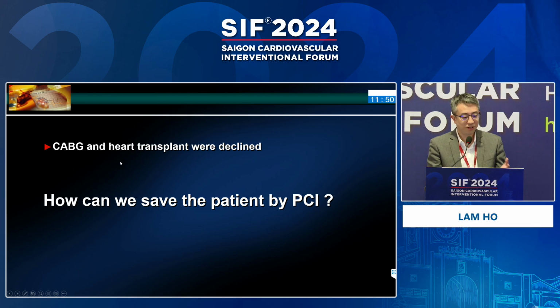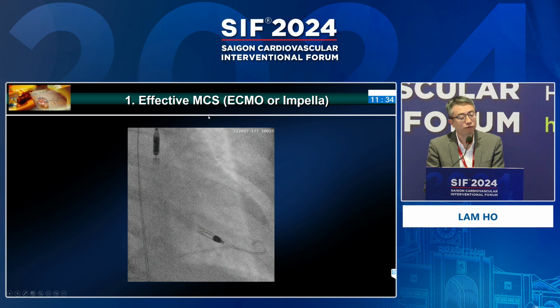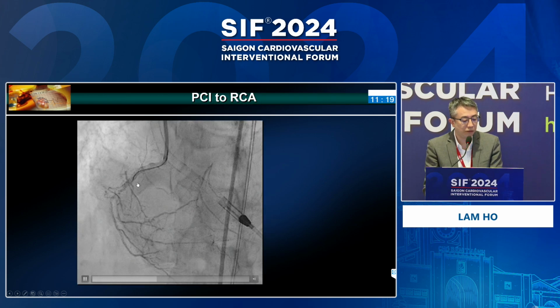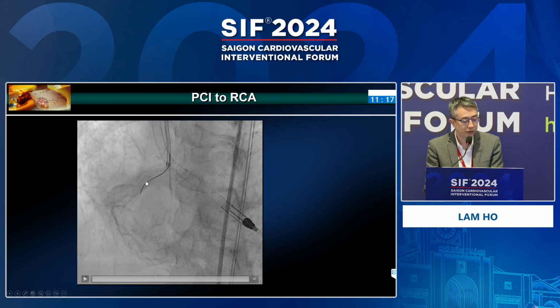Of course, impossible. Surgeons won't touch, never touch those cases, right? Has anyone seen a surgeon touch this case? Never. But we have to save it by PCI, so how can we save it? The first thing, you must have MCS support, either ECMO or Impella. Without MCS support for those cases, just dreaming, you touch and the patient will arrest on the table. And then with support, we finish the PCI on the other vessel first.